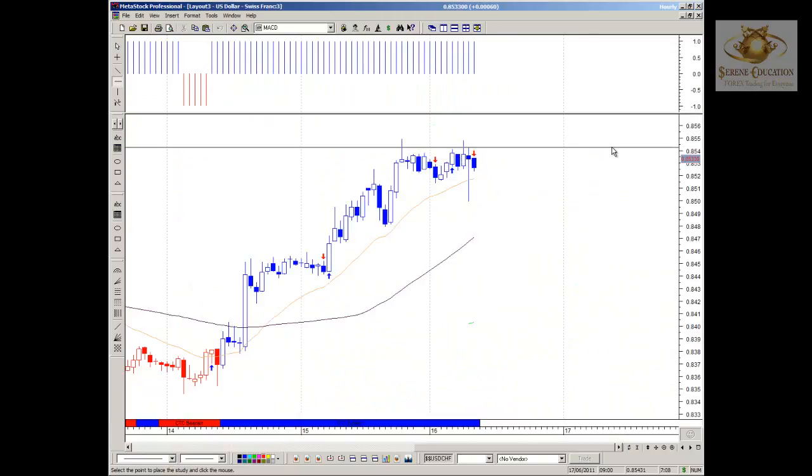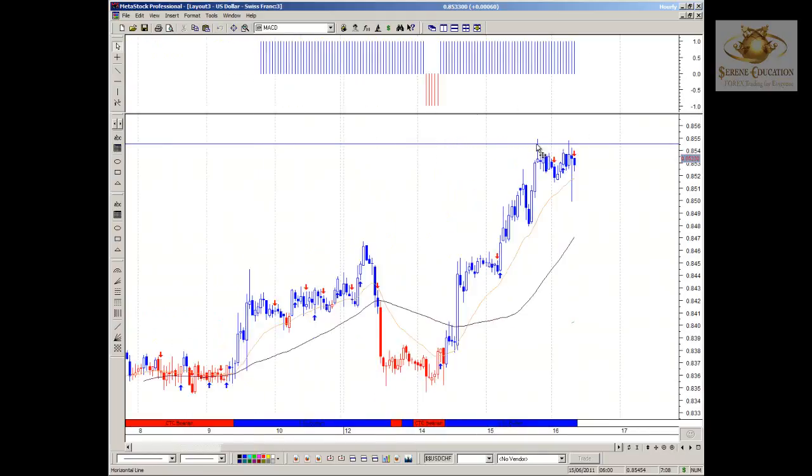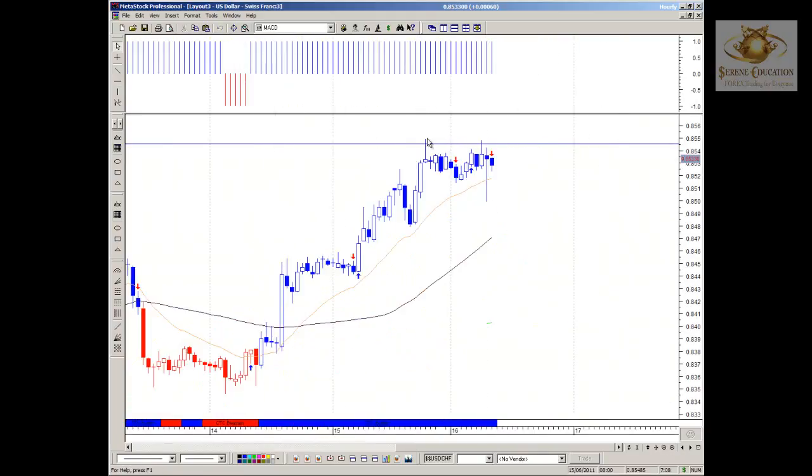$45 mark. There we go. So you can see it's the major resistance level. You can see there two shooting star formations, another shooting star formation. This is all at a resistance level.